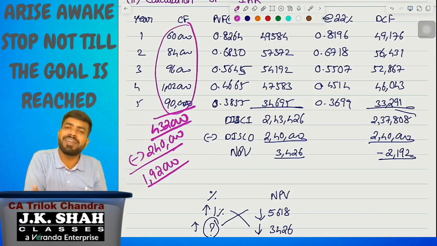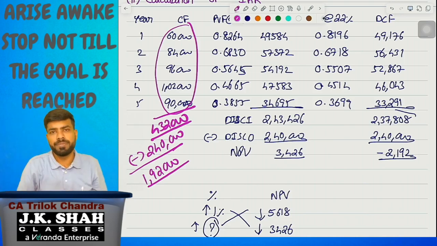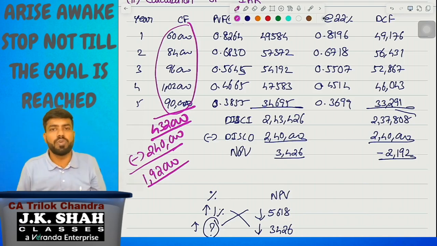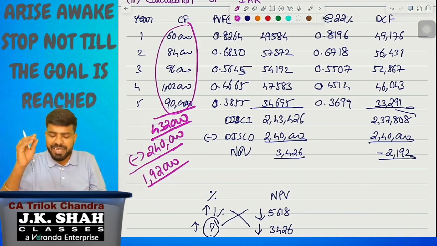Why is it happening like that? Because we are converting the entire extra cash flows, or entire extra returns, into a discounting rate, which we call IRR. As I told you, NPV is 34,846 rupees, a positive value. If you convert that 34,846 into a percentage, obviously DISCI will be equal to DISCO. So as I told you, it will be greater than 16%.